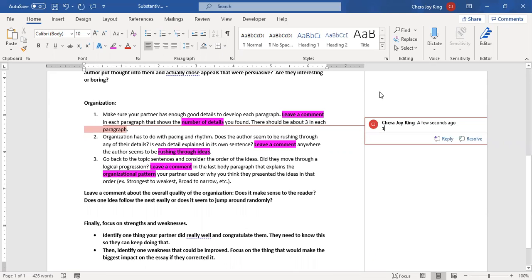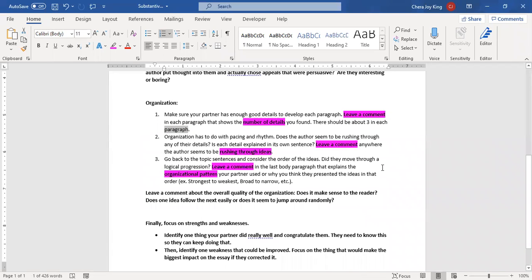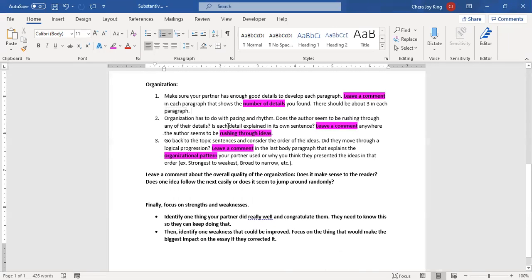And that way your partner can see where the details are too small, or whether, for example, if they have like 7 details, that's way too many. So they can just go through and see which paragraphs are on track and which ones aren't. It's definitely okay to go above 3 or below 3, but you should have a good reason. It should not be the standard to go above 3 or below 3. So first of all, just find out if they have enough good details to develop each paragraph.